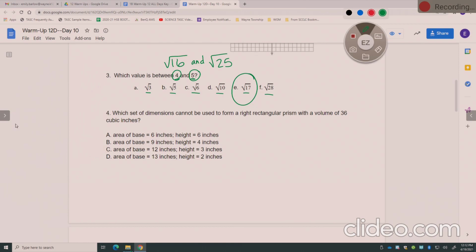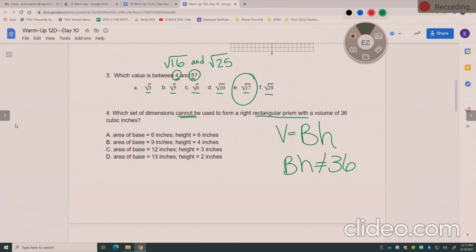For number 4, which set of dimensions cannot be used to form a right rectangular prism with a volume of 36 cubic inches? Well, we know rectangular prism's volume equals the area of the base times the height. So we want to know which of these 4 will the area of the base times height not equal 36.